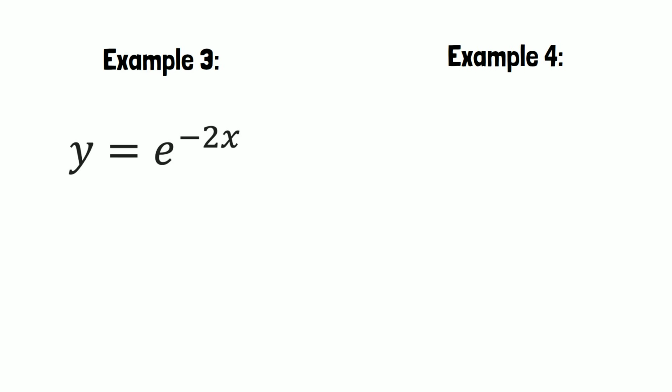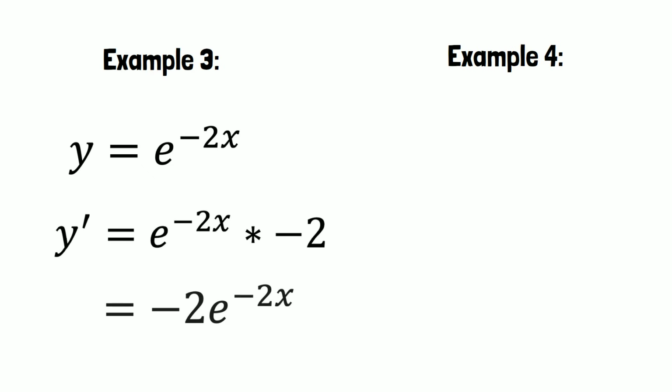You can now see the function y equals e raised to the power minus 2x on your screen. The derivative of y is then e raised to the power minus 2x multiplied by the derivative of minus 2x, which is minus 2. The final answer then becomes minus 2e raised to the power minus 2x.